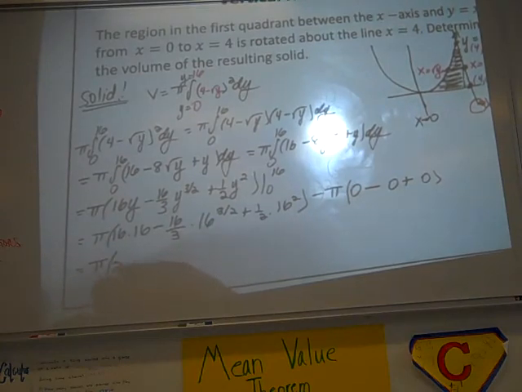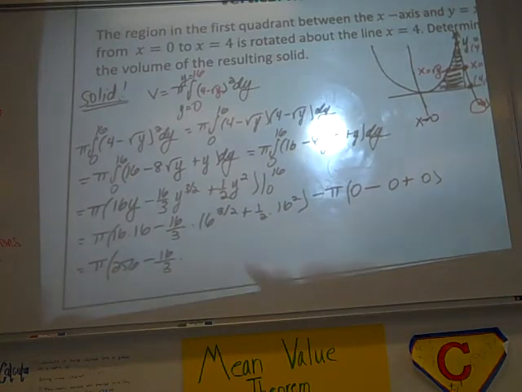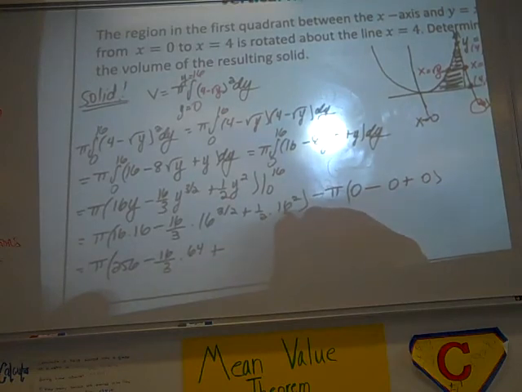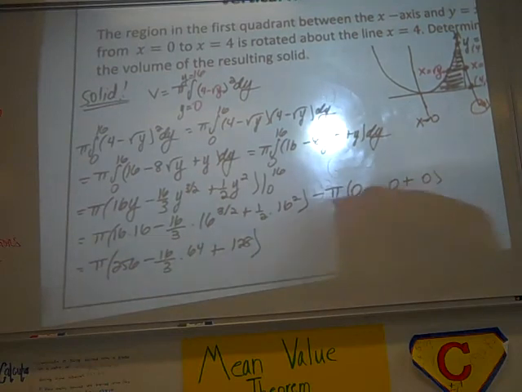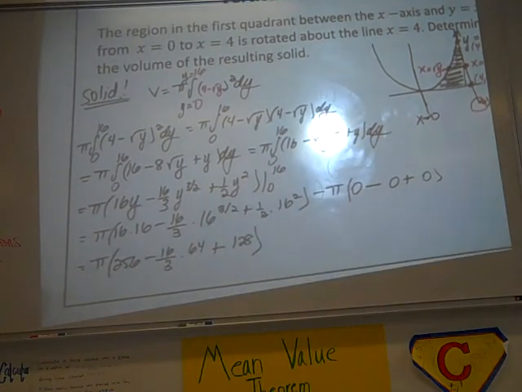16 times 16, 256, minus 16/3 times 16 to the 3/2. Take the square root of 16, that's 4. 4 cubed is 64. Ugh. Plus 16 squared, 256, times 1/2, 128. That's all 0. Don't worry about it.